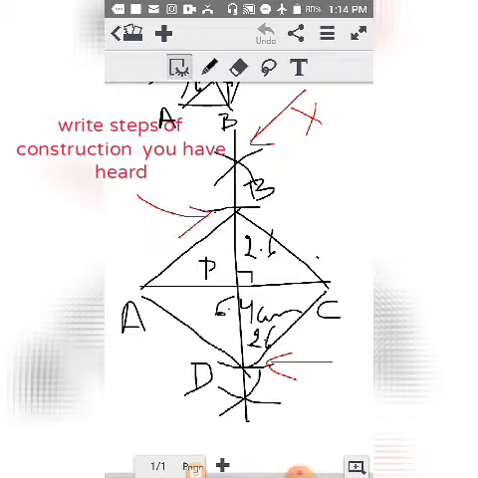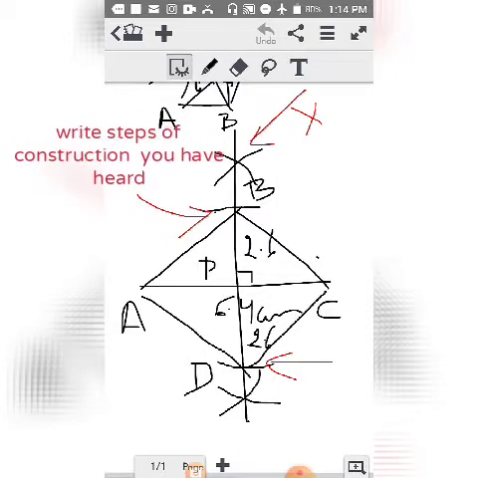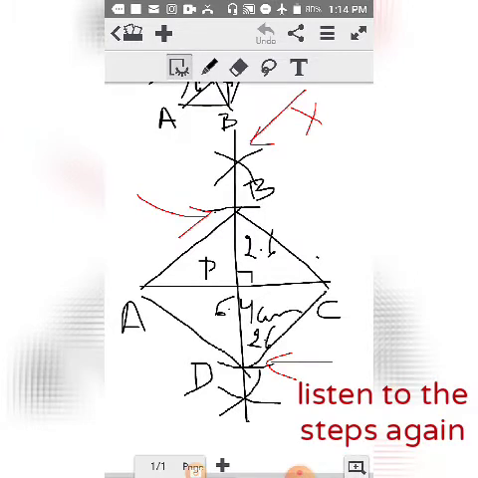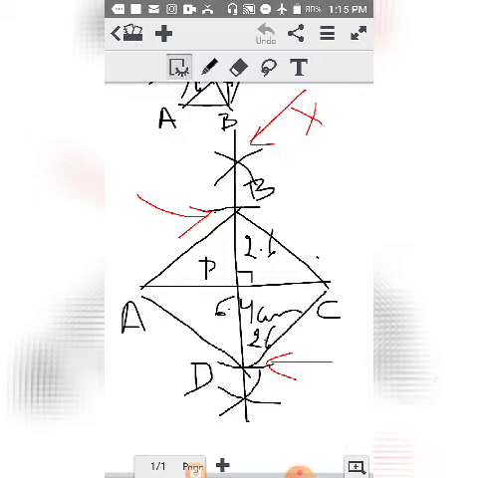After this you will write the steps. In the steps you will write that first, draw diagonal AC equal to 6.4. Second step, draw its perpendicular bisector cutting at P. Then you have made two arcs, so you will write cut two arcs PB and PD. In the next step you will write join AB, BC, CD, DA, and in the last one you can write ABCD is the required rhombus. This is how the construction will be done.